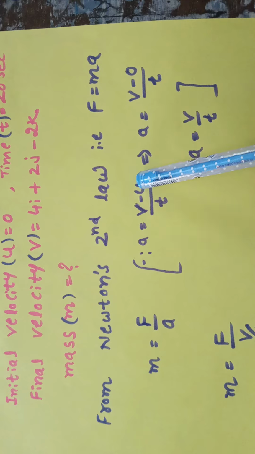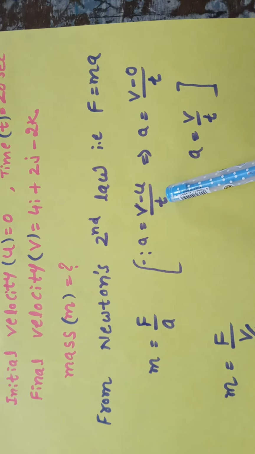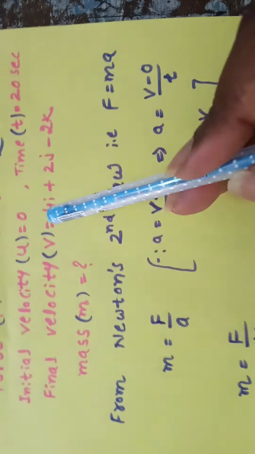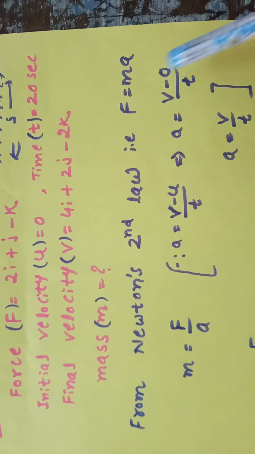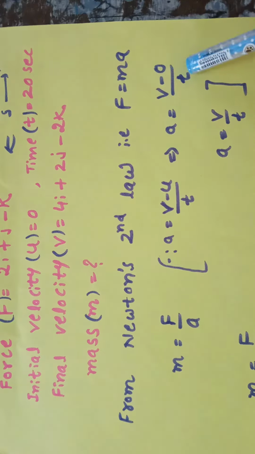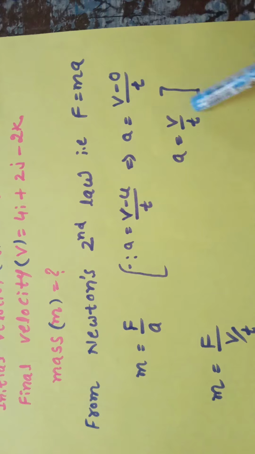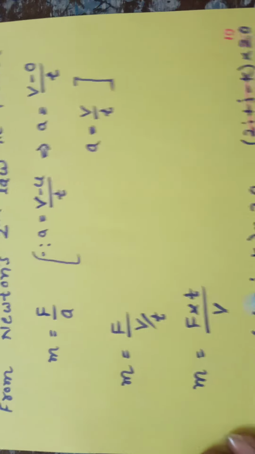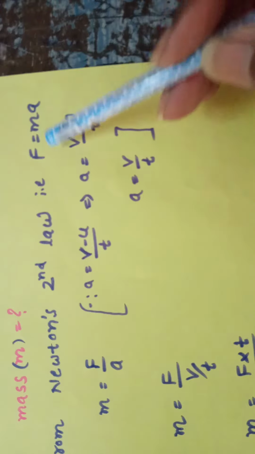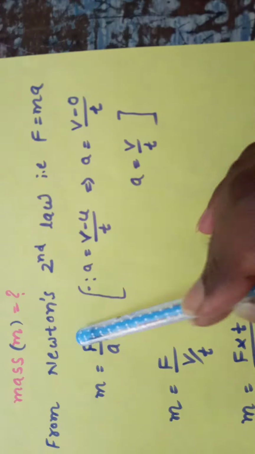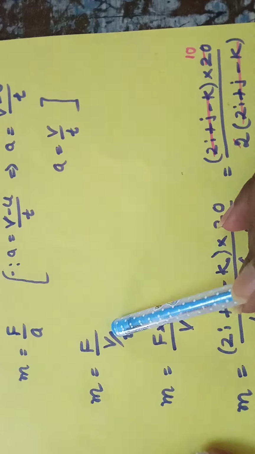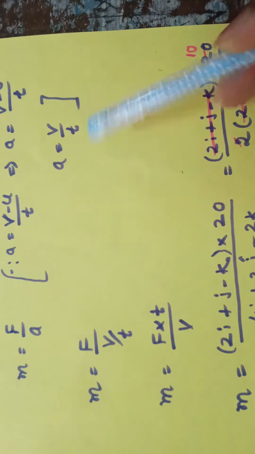Acceleration is final velocity minus initial velocity by time. Final velocity v, initial velocity is 0. Substitute 0: v minus 0 by t. So a is equal to v by t. Because the initial velocity is 0, a is equal to v by t. So in place of acceleration, substitute v by t.